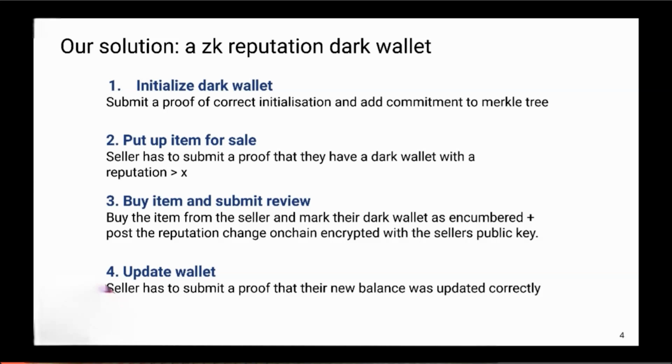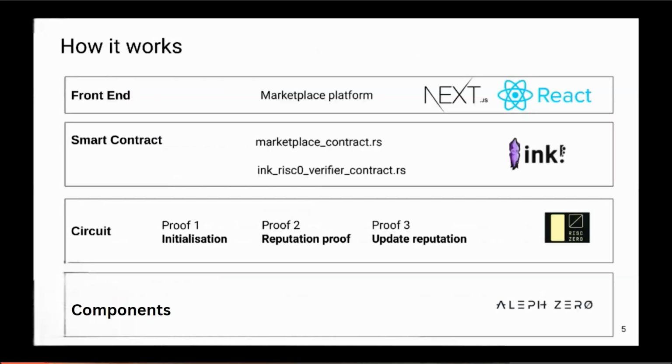Third is buy item and submit review, where the user buys the item from the seller and marks their dark wallet as encumbered, plus posts the reputation change on chain, encrypted with the seller's public key. Then the user can update the wallet, and the seller has to submit a proof that their new balance was updated correctly.